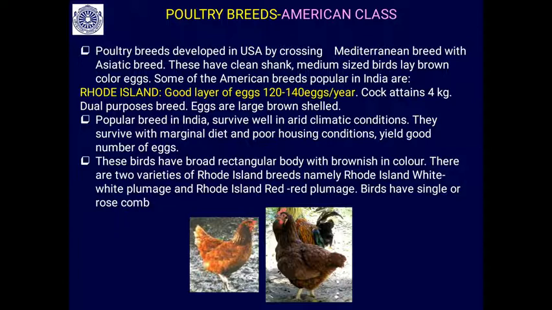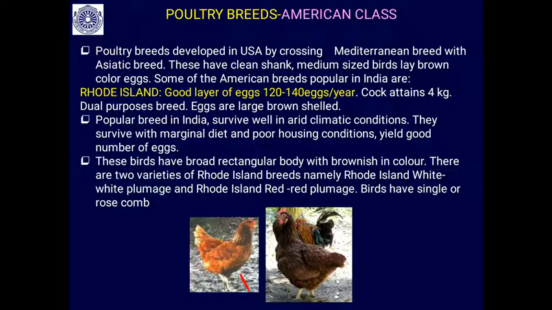Next, the American class. These are breeds developed in America, the US. These poultry breeds were developed in the USA by crossing Mediterranean breeds with Asiatic breeds. These have clean shanks, you can see the shank region without feathers. These are medium sized birds. They lay brown colored eggs. Some of these American breeds are popular in India now. They are used in our commercial farms.